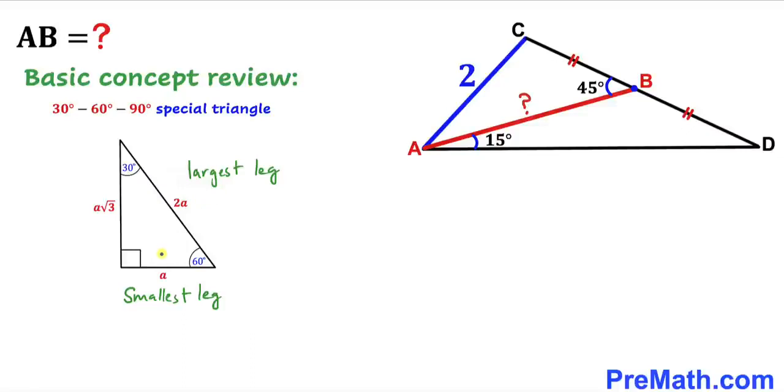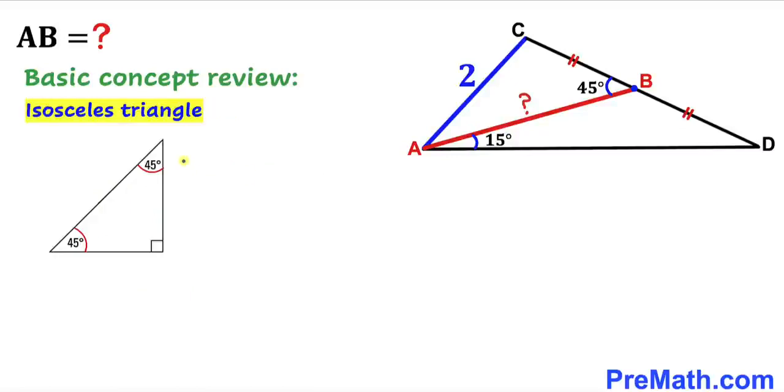If the smallest leg is 1 unit, then the largest leg is going to be 2 units, and this third leg is going to be square root of 3. So therefore, in general, if the smallest leg is A, then the largest leg is going to be 2 times A, and this third leg is going to be A times square root of 3.